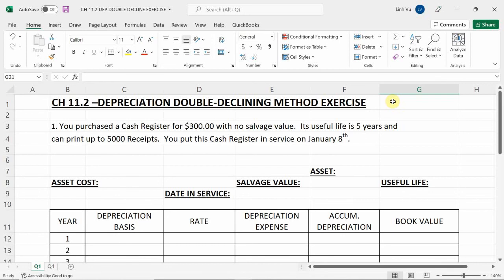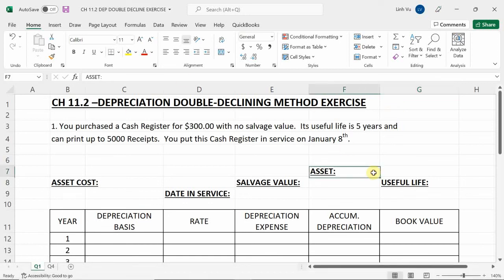So number 1, you purchased a cash register for $300, with no salvage value, and its useful life is 5 years, and it can print up to a total of 5,000 receipts. And of course, you put this cash register in service on January 8th.